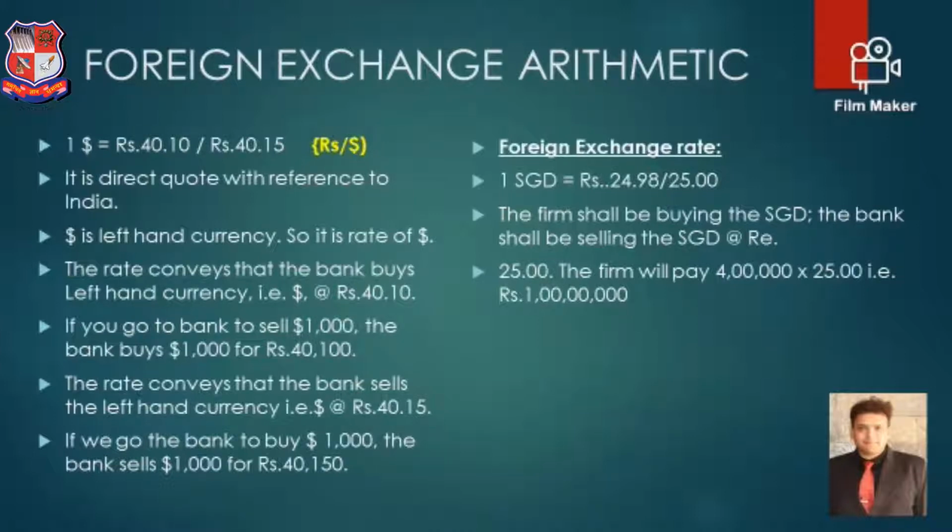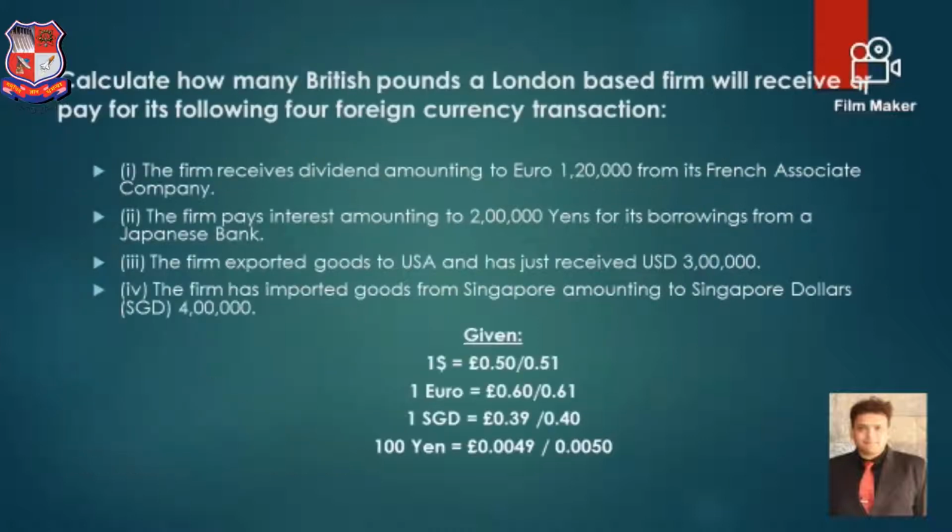For example, if any customer wants to buy 4 lakh Singapore dollars, how many Indian rupees do we have to pay? So 4 lakh multiplied by 25, 1 crore rupees the customer has to pay, and he or she will be able to buy 4 lakh Singapore dollars.